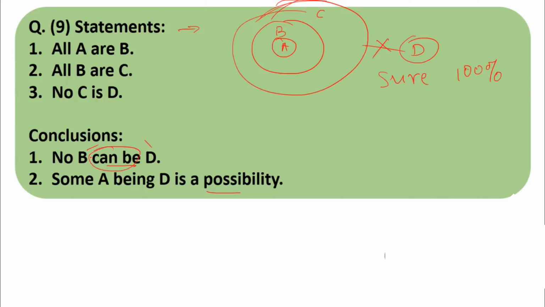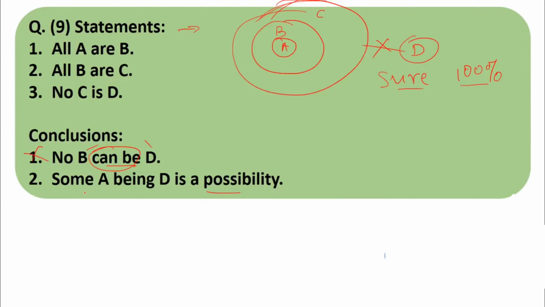Possibility means writing words like can be, possible, being a chance. Still we know 100% sure that B and D are not connected. Still they are writing it as a possibility that no B can be D. So this is a redundant, wrong conclusion.